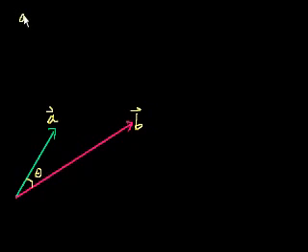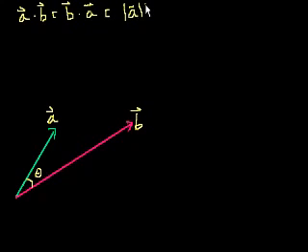So what is A dot B? Well, first of all, that's the exact same thing as B dot A. Order does not matter when you take the dot product, because you end up with just a number. And that is equal to the magnitude of A times the magnitude of B times cosine of the angle between them.